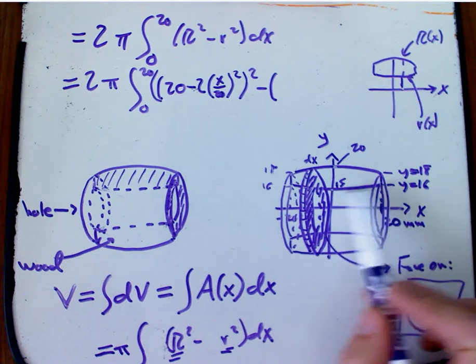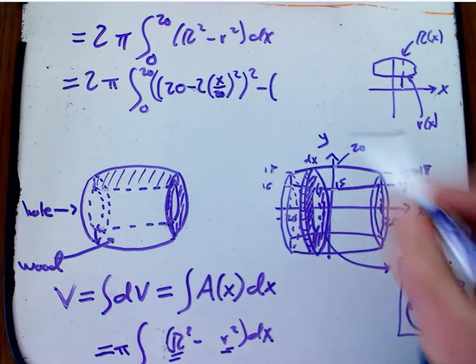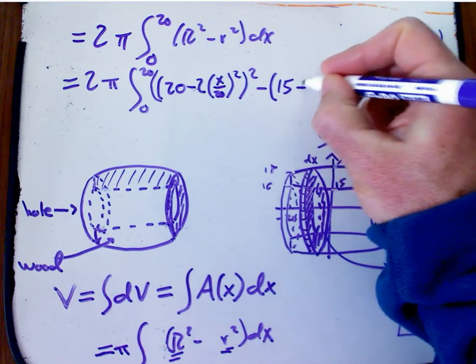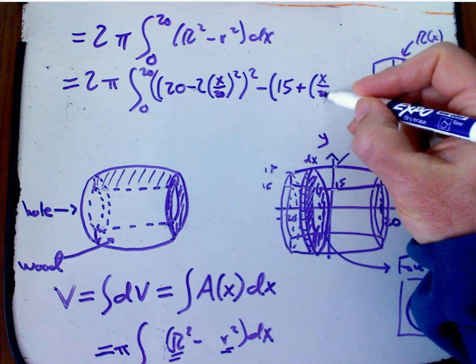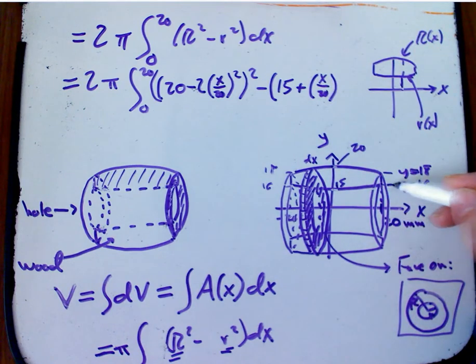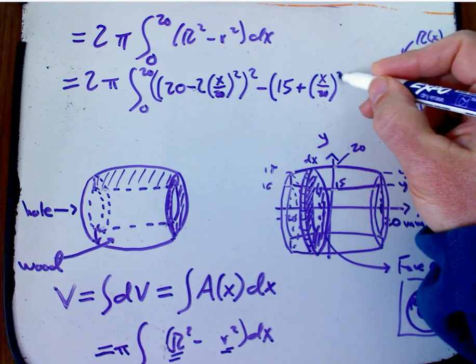This is a parabola that's going ever so slightly up. That's 15 plus, again, when x gets to 20, I want to go up just 1, so it's really 15 plus x over 20 squared. Okay.